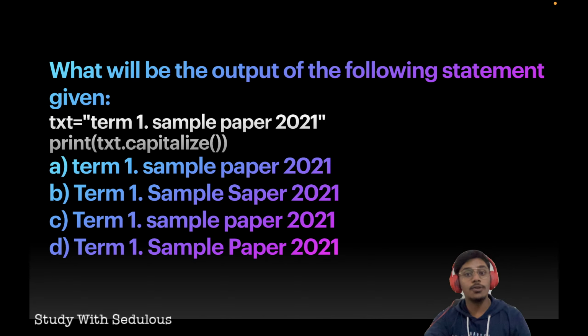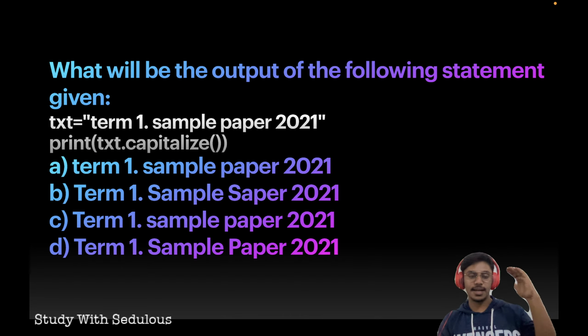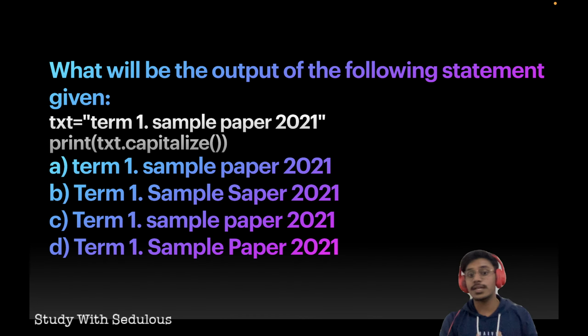What will be the output of the following statement given? Text is term1 sample paper 2021. Print text dot capitalize. What does capitalize give? Capitalize gives us only the first element of the string as a capital letter, that is, capitalized. That is option C.